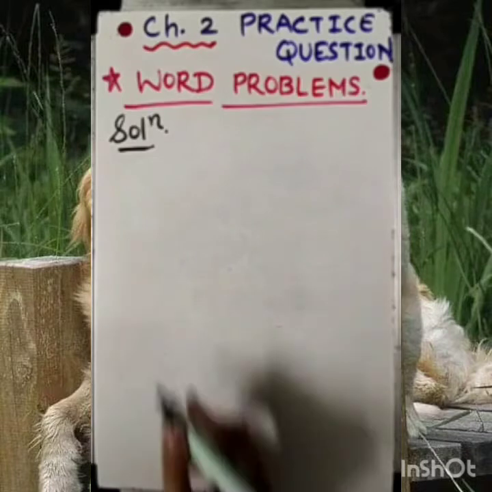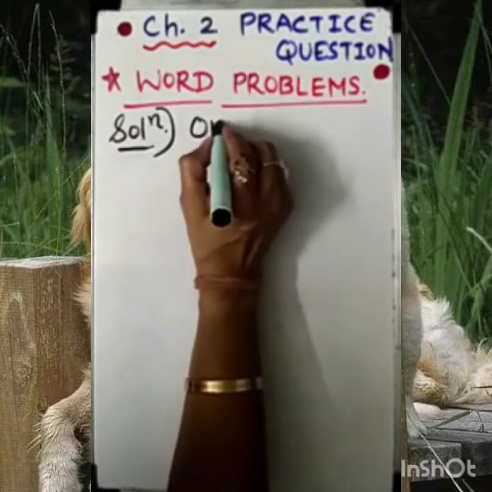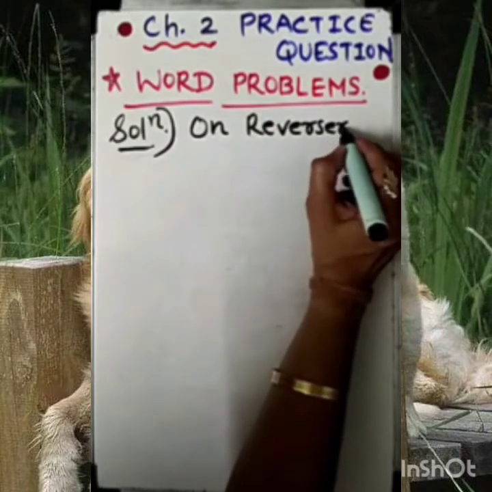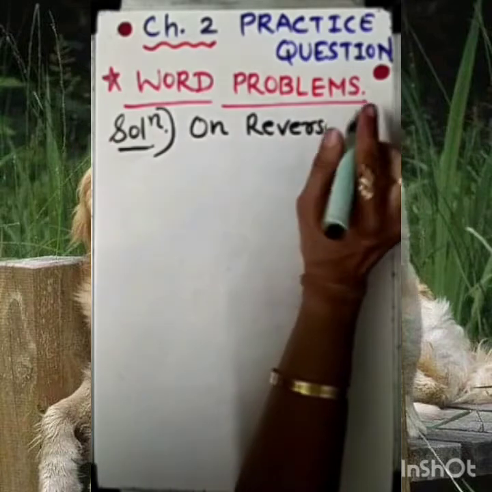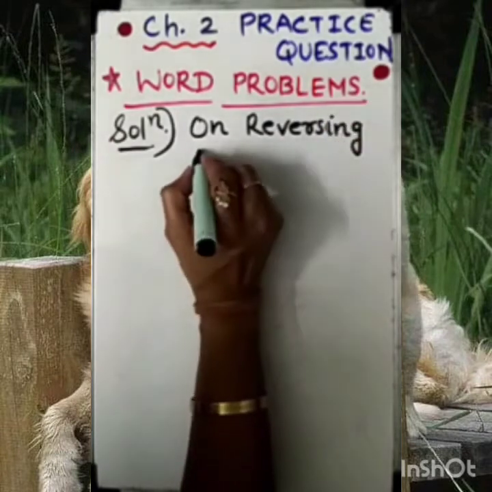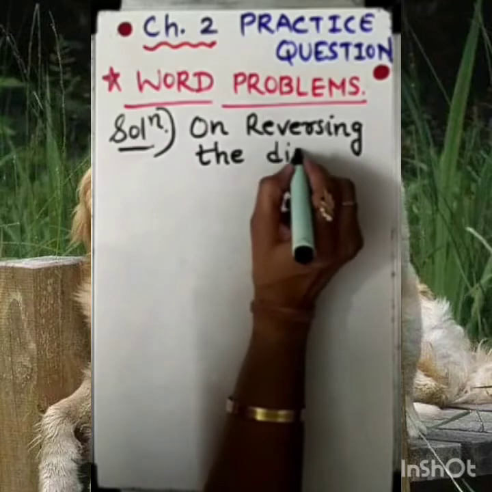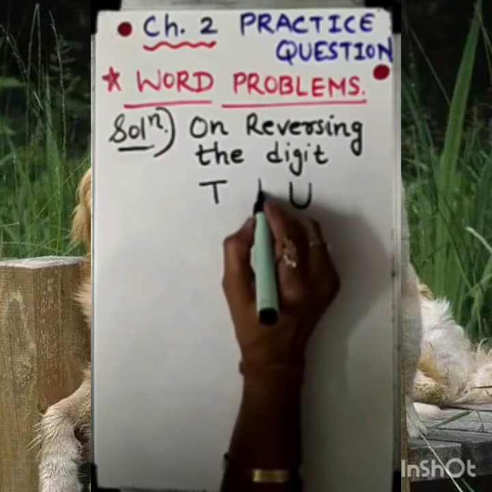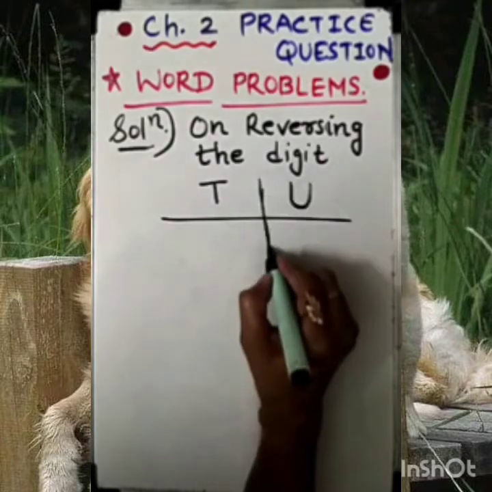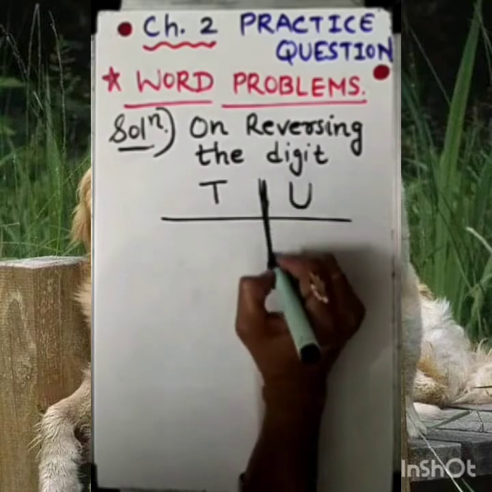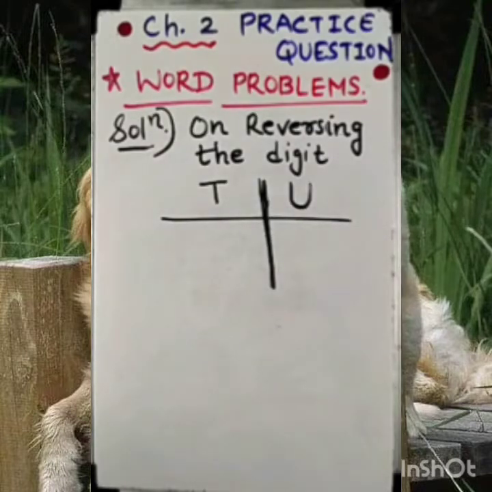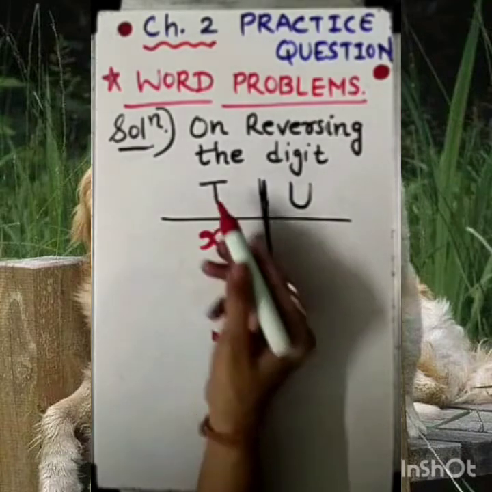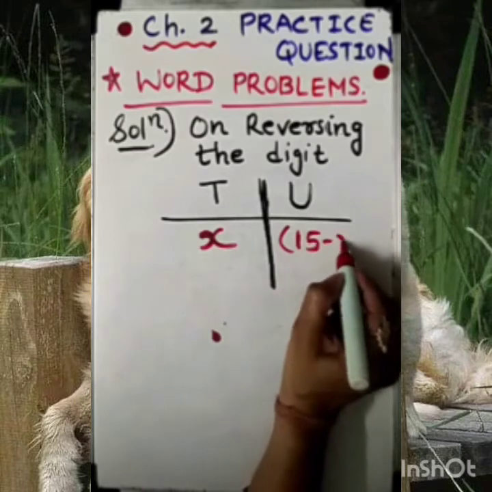Now after getting the original number, let's reverse the digits. Now, what is the meaning of reversing the digits? You know already, the tens place digit will become the unit place and the unit place digit will become the tens. So what was our unit place digit in the beginning? It was x. So this time this will be x. What about the tens place digit? This will become 15 minus x.